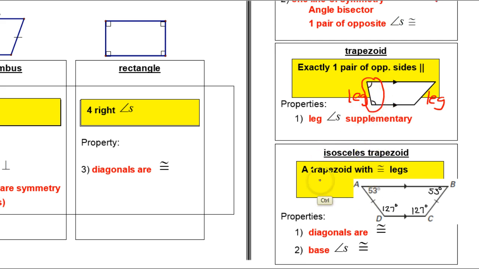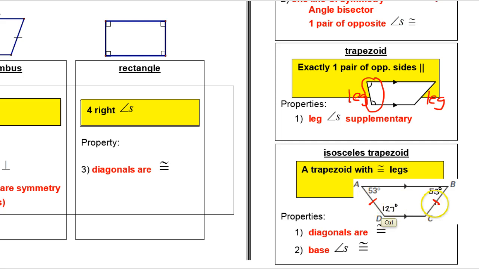Now, an isosceles trapezoid is a trapezoid where the legs are congruent. So like these 2 are congruent. If you have an isosceles trapezoid, then you have 2 special properties that are just for isosceles trapezoids. First of all, now the diagonals will be congruent. Those 2 red lines I just drew, those are the same because of symmetry. And also the base angles are going to be congruent.